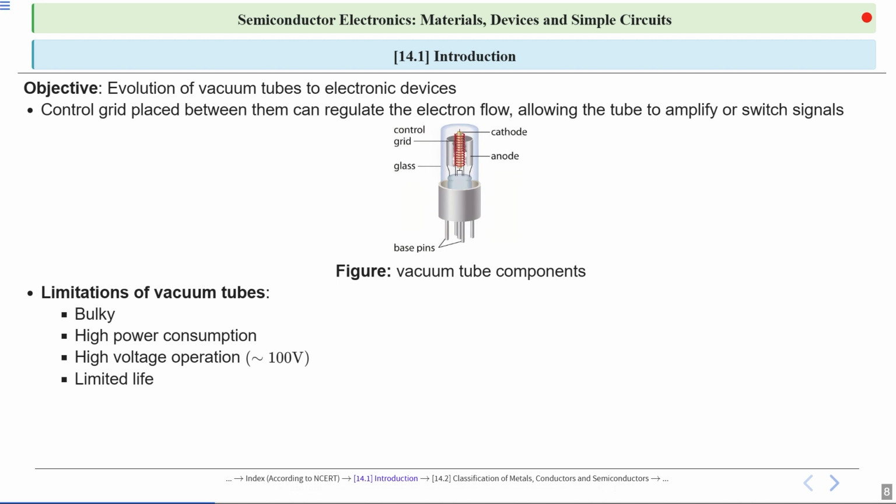Vacuum tubes had a limited life because their internal components like the filament would wear out over time. This made them unreliable for long-term use. Vacuum tubes had low reliability due to their fragile glass construction and susceptibility to thermal stress. They often failed over time, leading to frequent replacements.